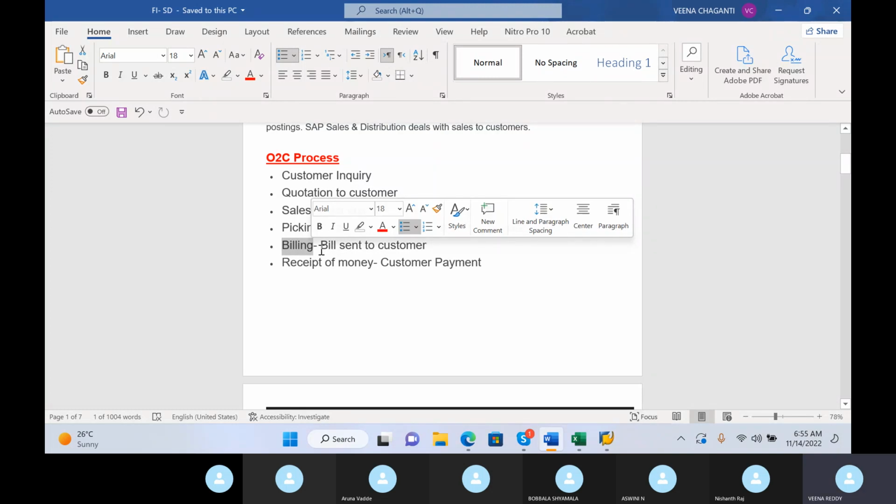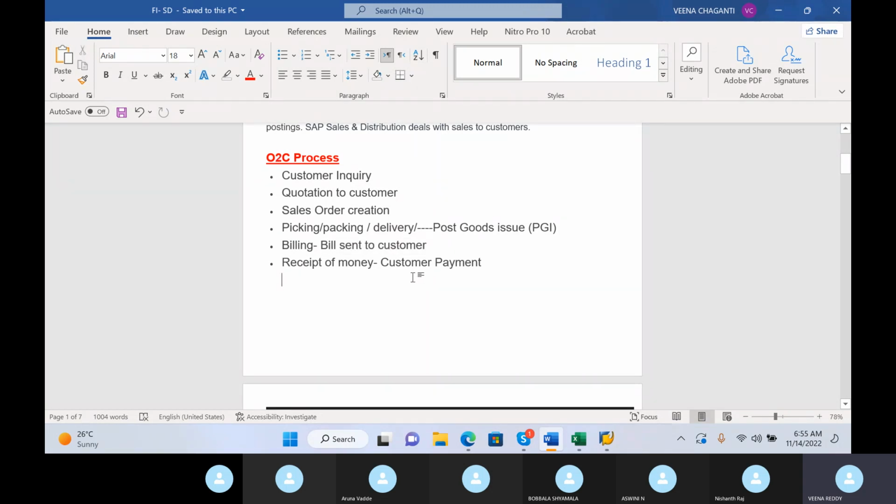This billing is like the customer invoice. We'll call it customer invoice, but in SAP terminology we'll call this billing. This bill will be sent to the customer. According to this bill, the customer will pay the payment to our bank. This is the whole O2C process.